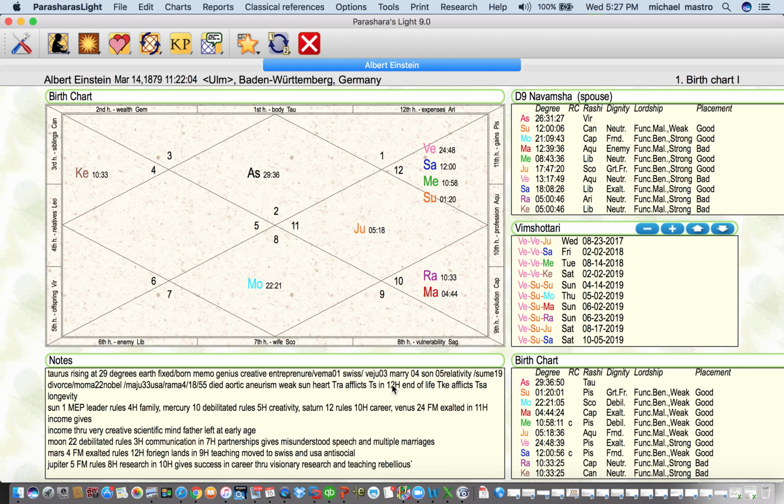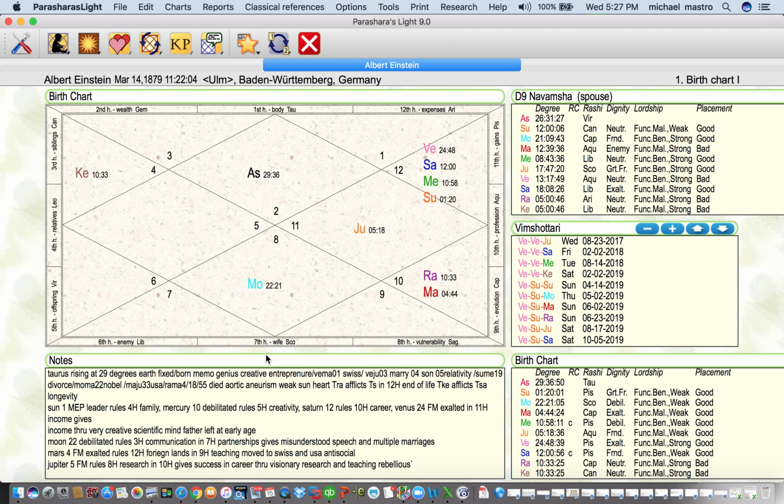Then in the 12th house of end-of-life experiences. And then transit Ketu was afflicting transit Saturn. Saturn represents longevity. So those are some of the main points of Albert Einstein's chart.